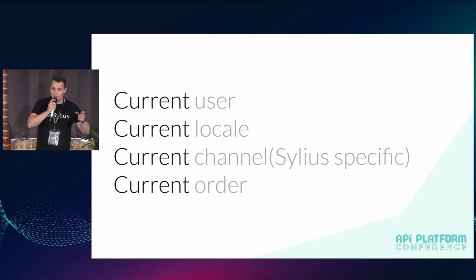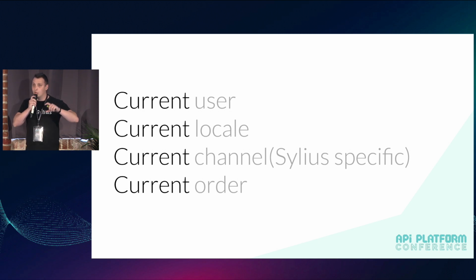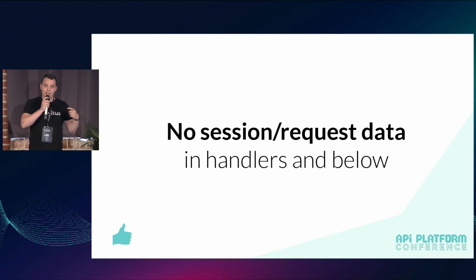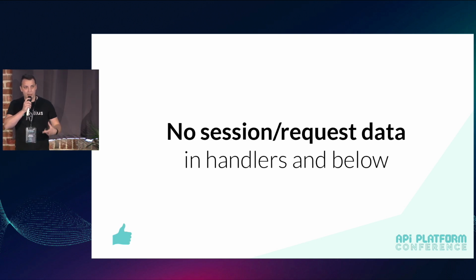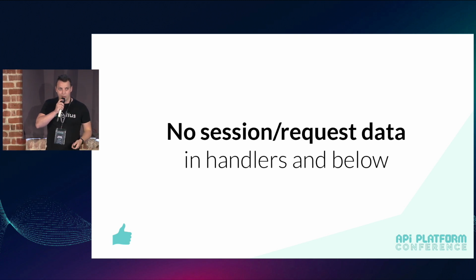Same with the current channel, which is how we differentiate where the request came from. Based on the hostname, we are able to determine the current channel. And this is something that, if we use it in the handler itself, will be coupled to the request itself. And of course, the current order, as you could see in the example. Another thing that you can spot on this list is that in each case it is current, which means that we do not want to base our handler logic on what is happening at this particular moment in time. So we're moving to the rule of thumb: no session or request data in handlers at all.